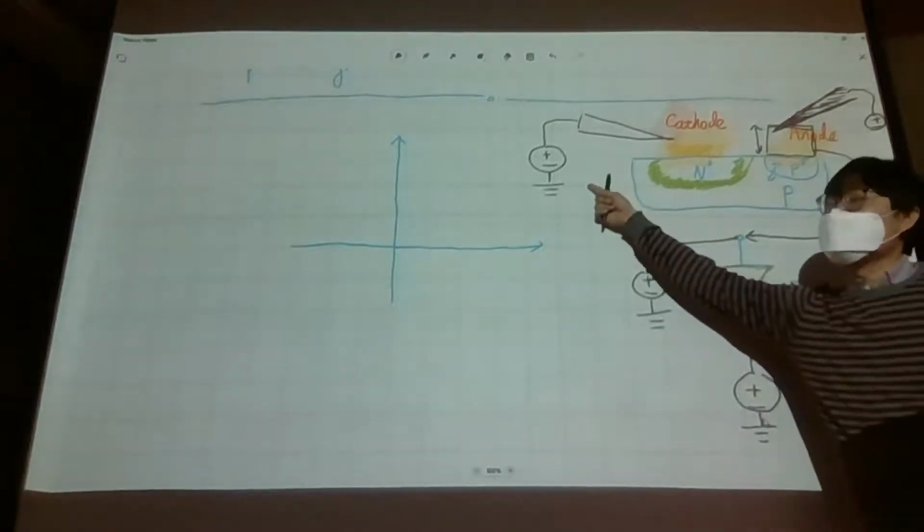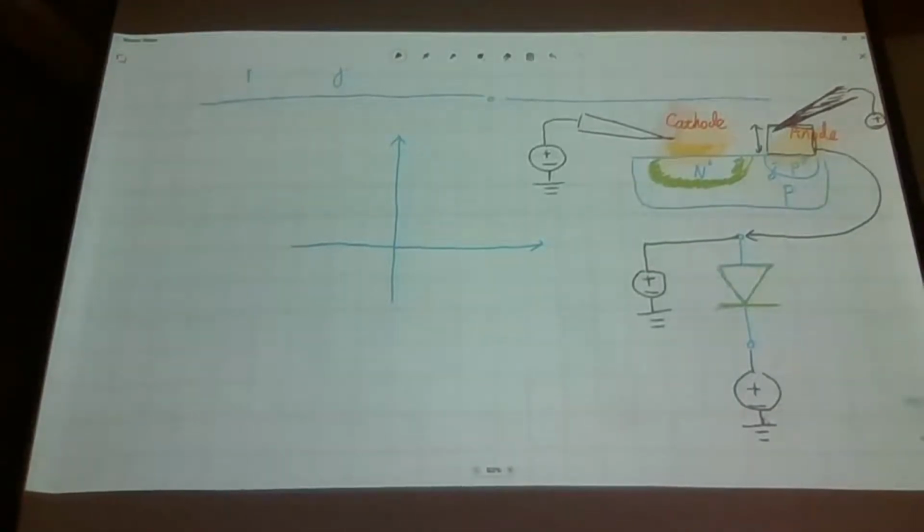Then apply the voltages. Then you will have the PN junction really operating. Okay? So if you observe all over the background, here we have once again the so-called cathode, and here we have the anode. Then how about the IV characteristics of this device called the PN junction?